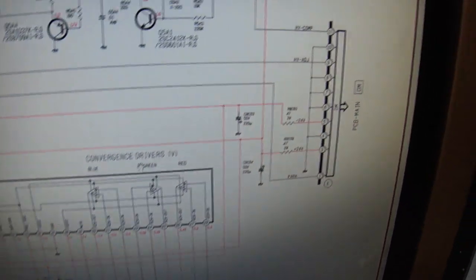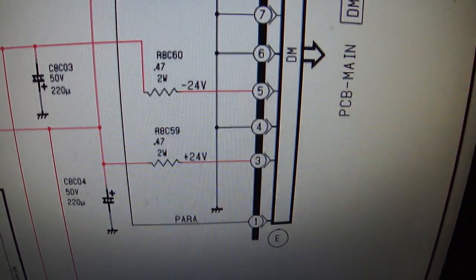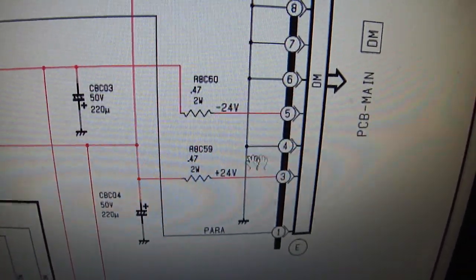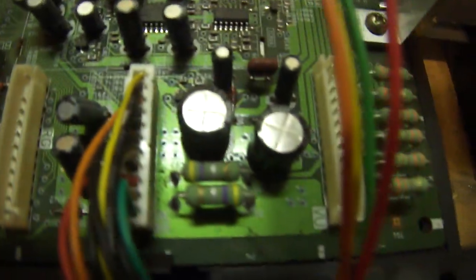But here's the funny thing. Those are the fusible links before they go out to the main deflection board. And those two are still good, which are actually these guys right here. Those are still good. That's strange, but they are.